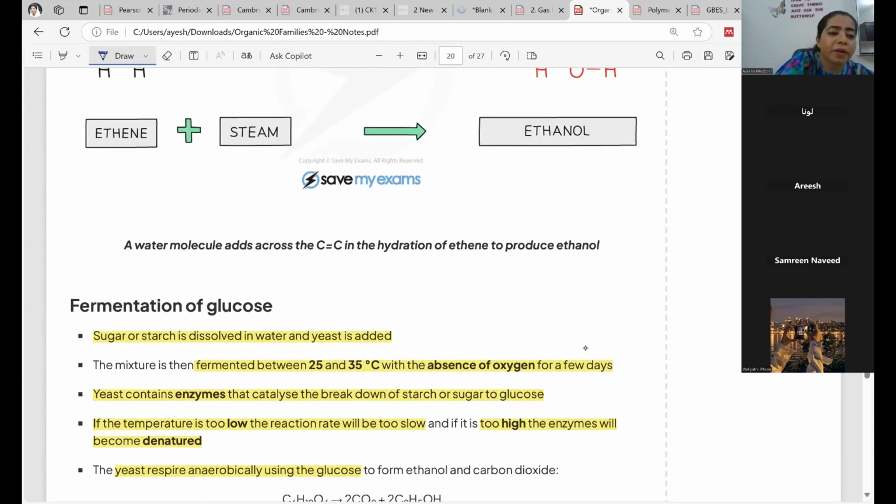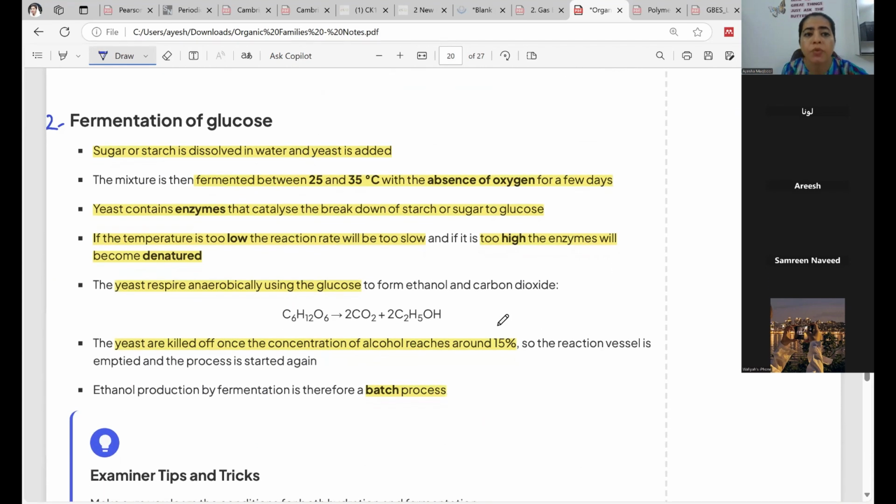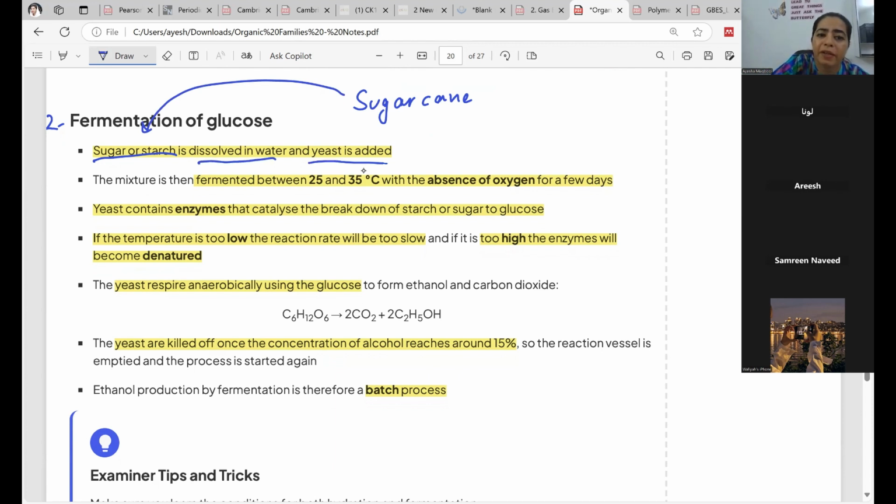Check out the second method to prepare the ethanol. That is the fermentation of glucose method. In this fermentation reaction, we are going to take sugar or starch from the sugar cane. This means this method will start from the plant. We are going to take the sugar cane. Sugar cane has sugar or starch inside. We are going to dissolve this sugar or starch in water, then add the yeast to it.